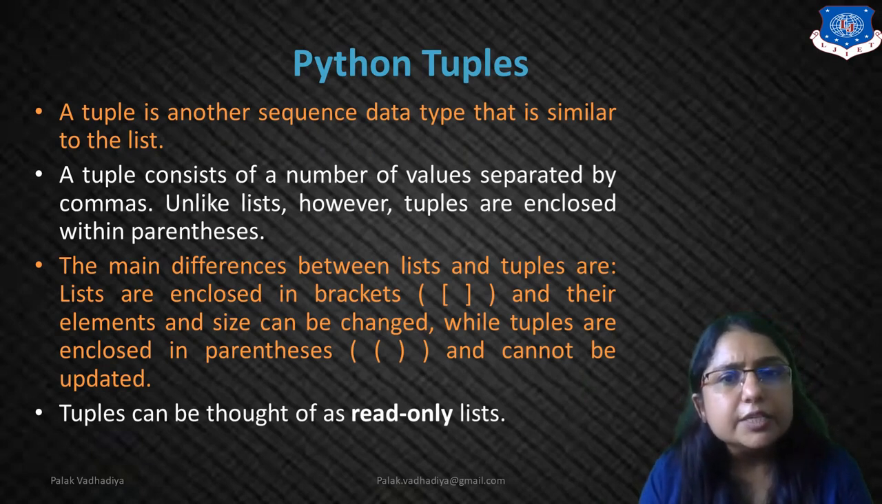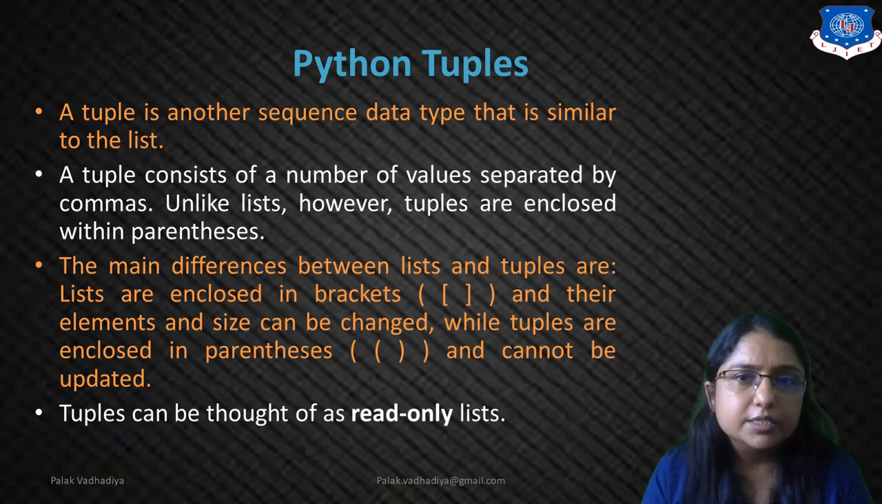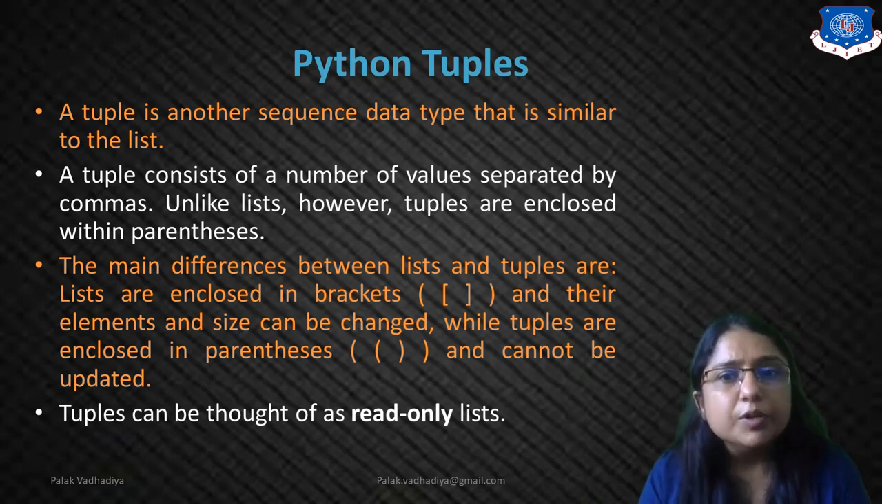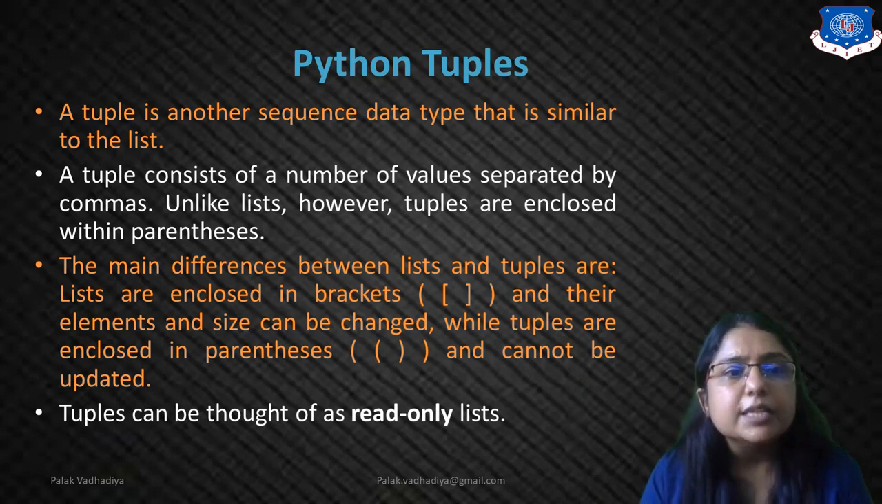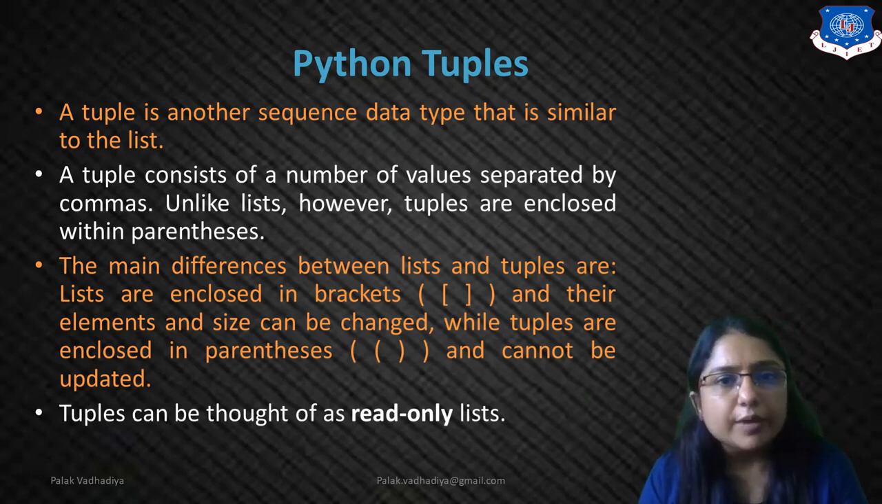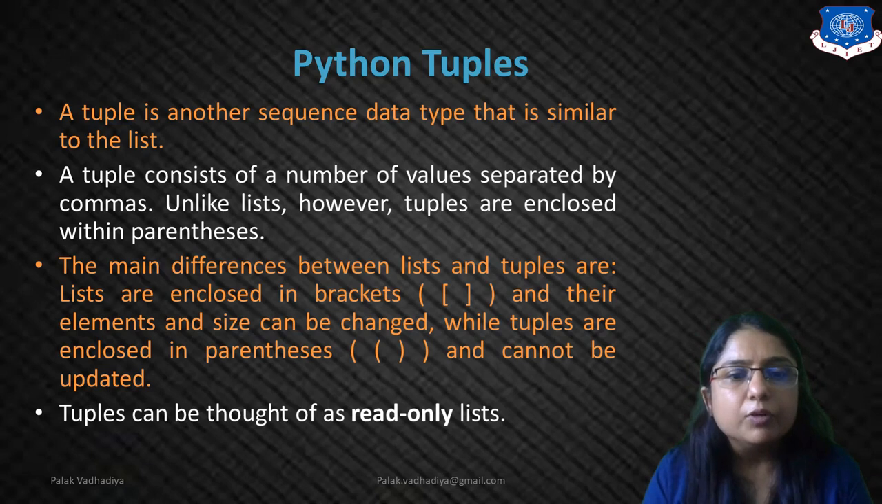Now next is tuples. A tuple is another sequence data type that is similar to the list. But the tuple consists of a number of values separated by commas. Unlike the list, however, tuples are enclosed within parentheses. See, for the list, we have to use the square brackets. But for tuples, what we have to do? We have to use round brackets. And the major difference between the list and tuple is that tuples are not mutable. That is, this is only a read-only list. You cannot change any value of the tuple.